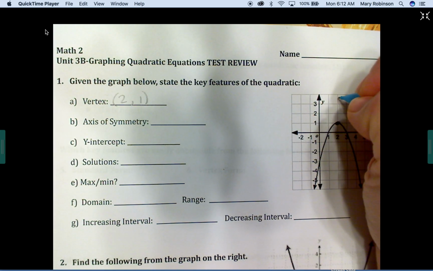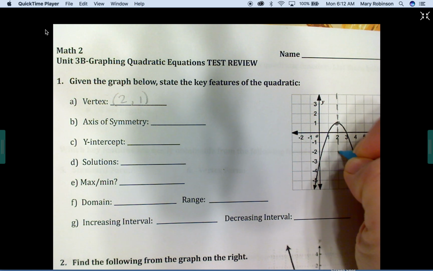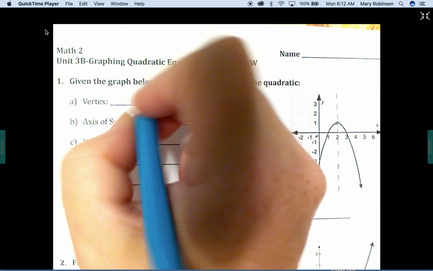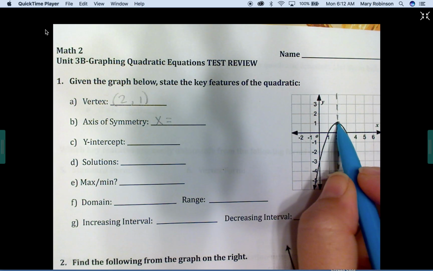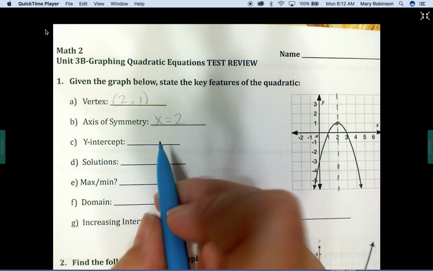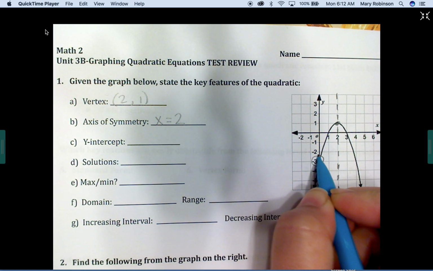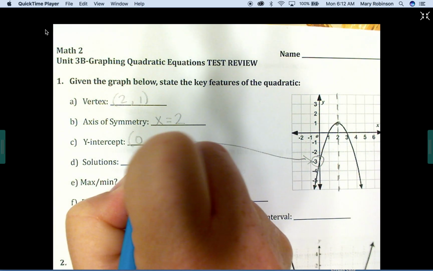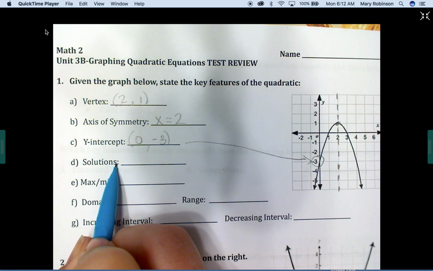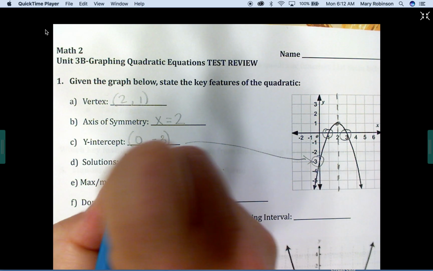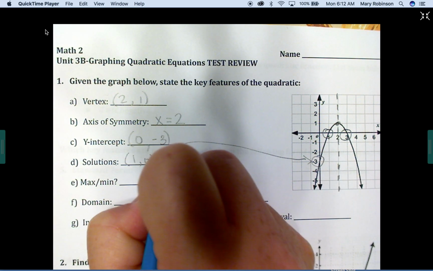The axis of symmetry is the line that divides the parabola into two symmetric halves, and that is always x equals the x from the vertex. You can see it goes through 2 on the x-axis, so x equals 2. The y-intercept is where the graph crosses the y-axis, and that occurs at (0, -3). These solutions, remember, are synonymous with x-intercepts or roots or zeros. In other words, where the graph crosses the x-axis, and that occurs at (1, 0) and (3, 0).